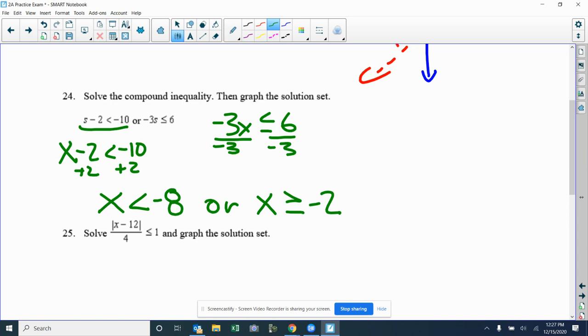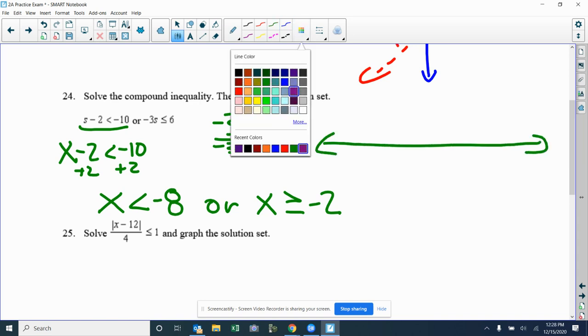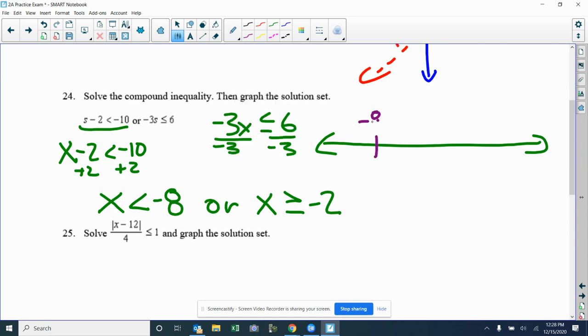So let's throw this on the number line. The only numbers we're really concerned about are negative 8 and negative 2. Negative 8 is not included because it's just less than, right? So where is x less than -8? That's everything headed this way. Where is x greater than or equal to -2? We're gonna include that, it's solid, and everything going that way.